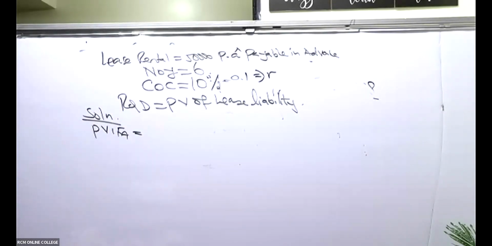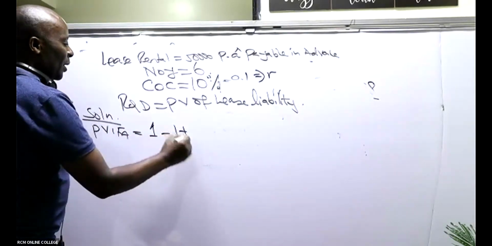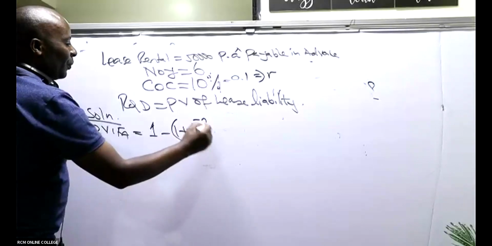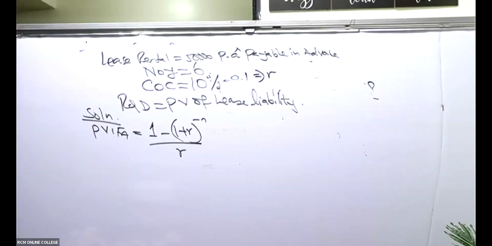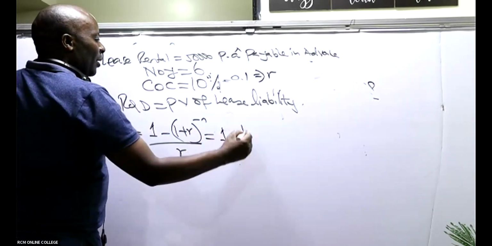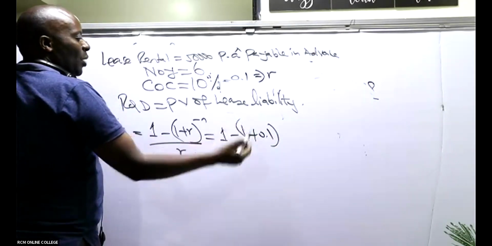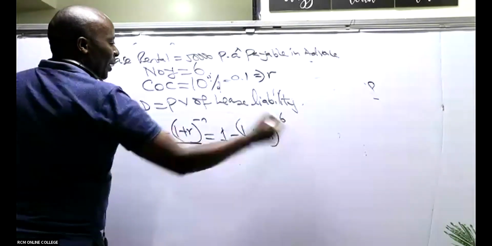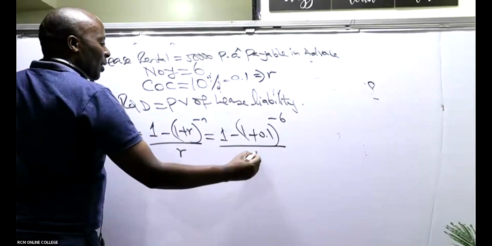I'll be able to get the PV for the normal way. So my PV here will be 1 minus this simple formula, and then we divide everything with R. So now remember that this one here will be 1 minus 1 plus 0.1, because R is 0.1. This time around, this is raised to minus 6. And then we come and divide everything with R, which is 0.1.